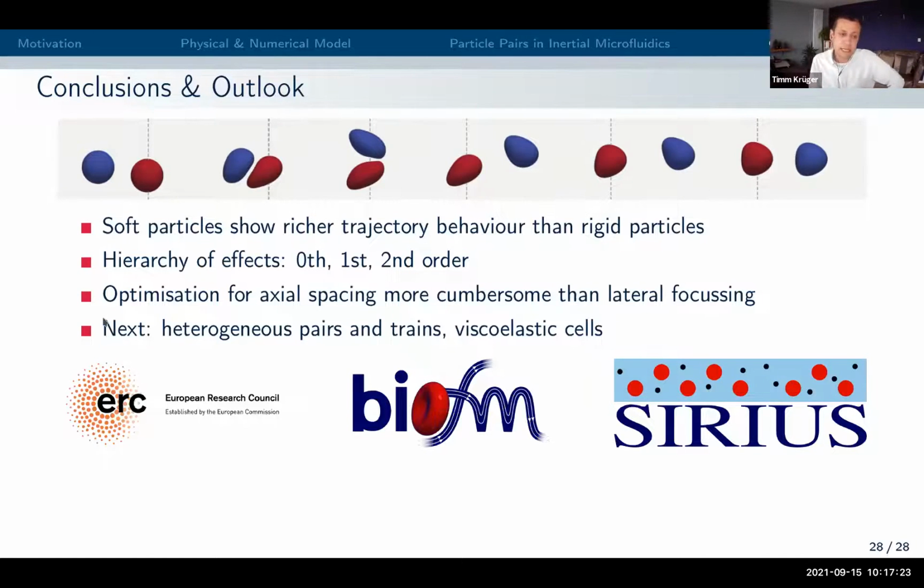And what we can do next, of course, is we can look at heterogeneous pairs. There has been some work already, but still plenty of work to be done. Heterogeneous in this case means different properties like size, but also deformability. And of course, more about particle trains. And eventually we want to look at viscoelastic particles, because at the timescales we're talking about, the viscous properties of cell membranes are definitely important.